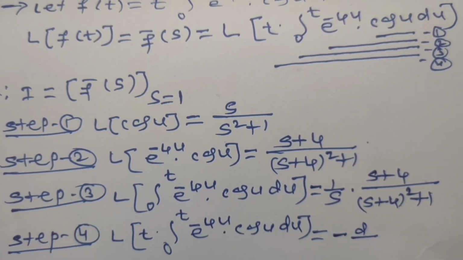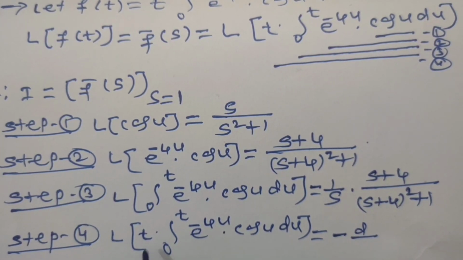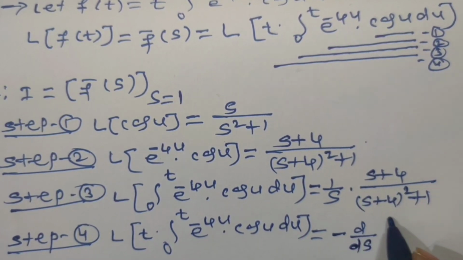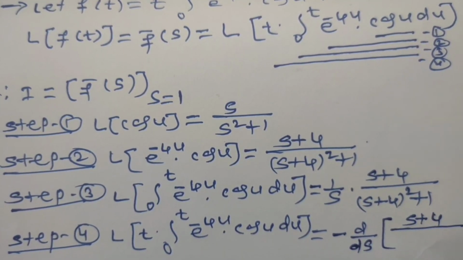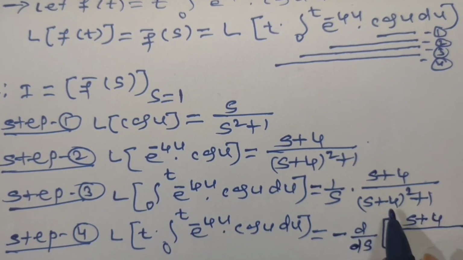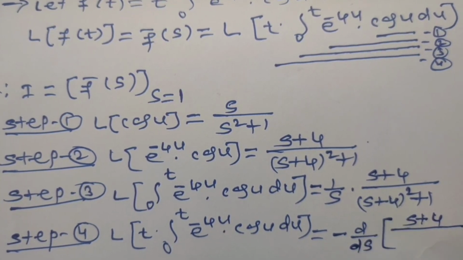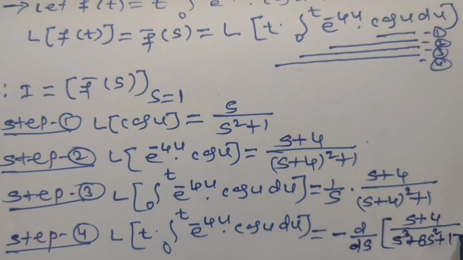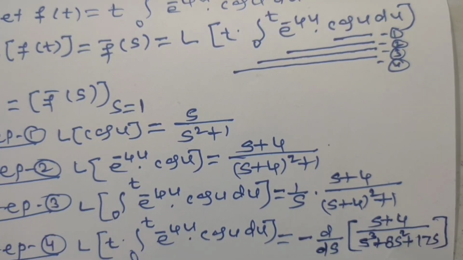What will step 4 be? The Laplace transform of t into the integral from 0 to t of e to the power minus 4u cos u du is equal to minus 1 to the power 1, because the power of t is 1, and the first order derivative with respect to s of the Laplace transform of this integral. The Laplace transform of the integral is this, so it will be s plus 4 upon s into s square plus 8s plus 16, meaning if we multiply, s cube plus 8s square plus 17s. So we have to take its derivative with respect to s.